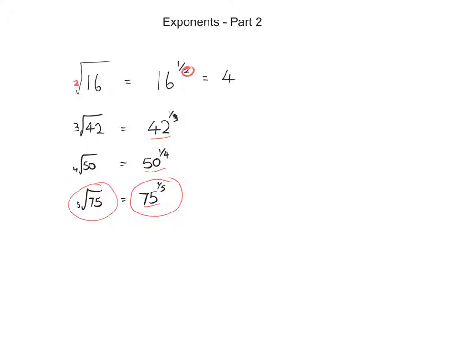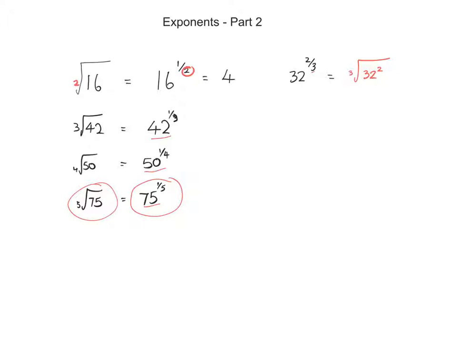Okay, now this goes a bit further. If you had 32 to the 2/3, what does that mean in radical form? Well, the 3 would be the cubed root, and then the 32 would have the square attached. So that is equivalent there.